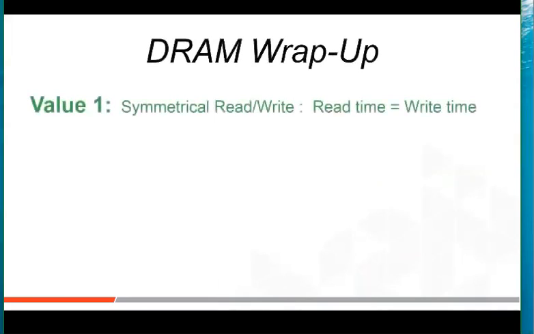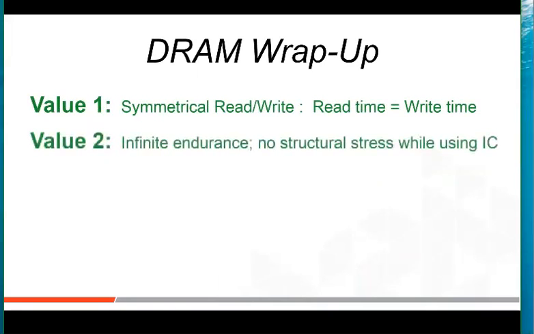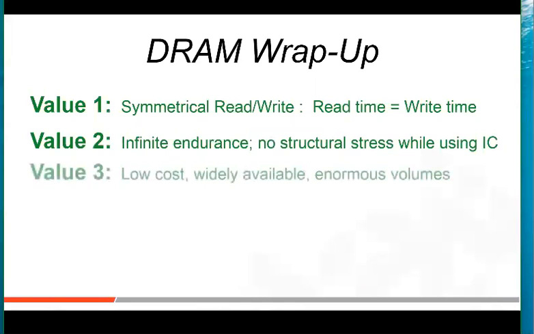So here is our DRAM wrap-up. Value number 1: DRAM is the lowest cost of the symmetrical read and write memories. Value number 2: DRAM is the lowest cost of the infinite write memory access, which means there is no structural damage to the part. And value number 3: because it's low cost, DRAM is widely available in many formats, speeds and packages.